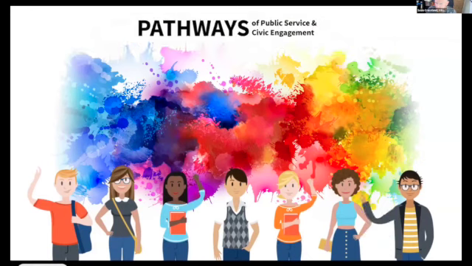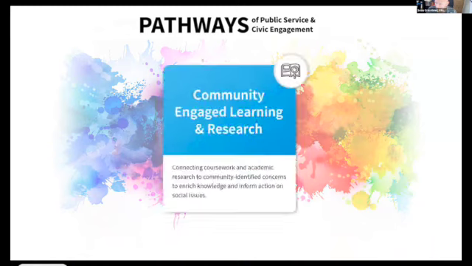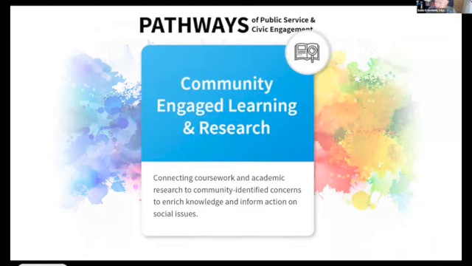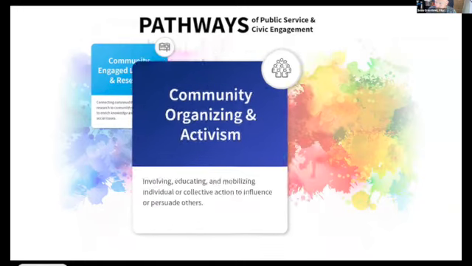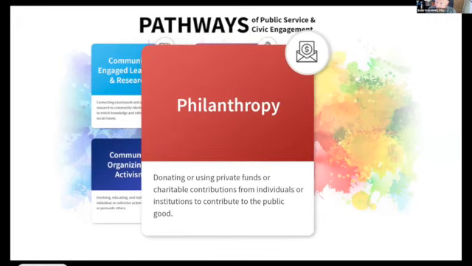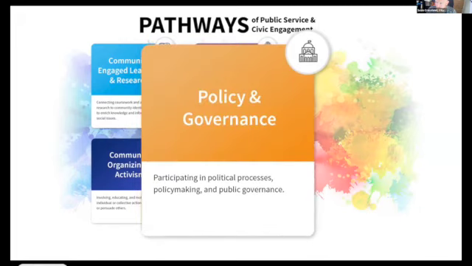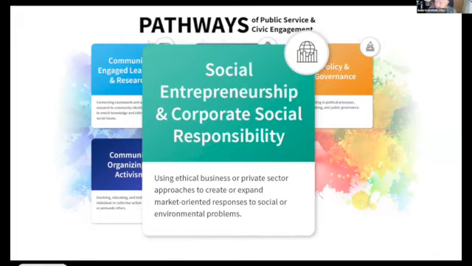Welcome to the Pathways of Public Service and Civic Engagement. These 6 pathways describe ways to contribute to the common good. Community-engaged learning and research connects academics to community concerns. Community organizing and activism involves, educates, and mobilizes individual and collective action. Direct service works to address the immediate needs of individuals or a community. Philanthropy donates funds from individuals or institutions to contribute to the public good. Policy and governance participates in policymaking and public governance. And social entrepreneurship and corporate social responsibility uses ethical private sector approaches to create market-oriented responses to social or environmental problems.